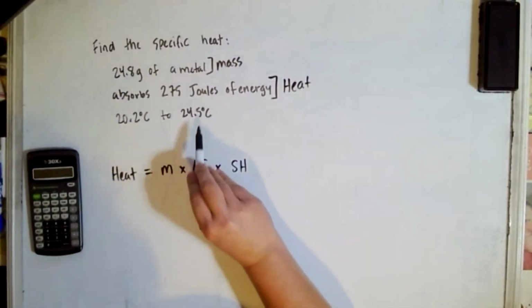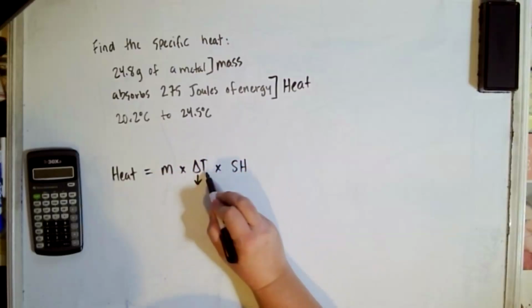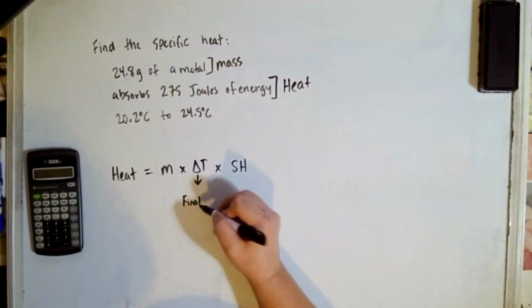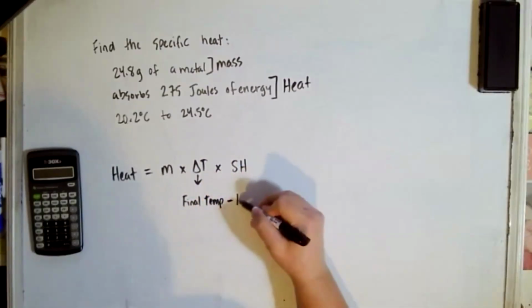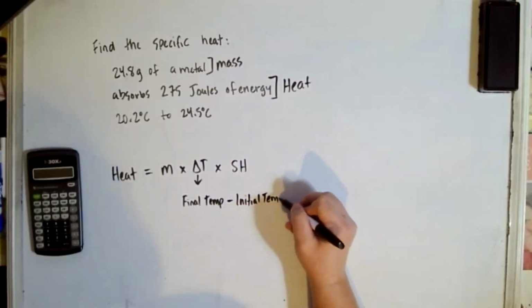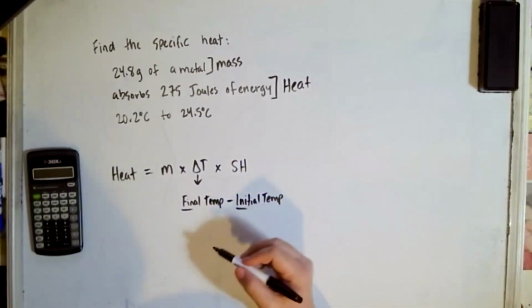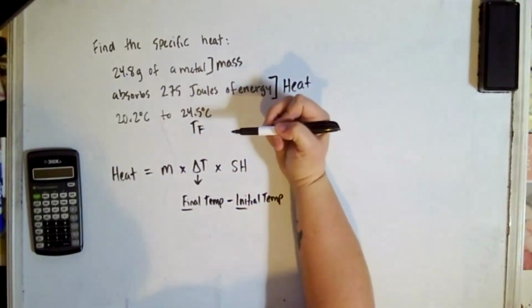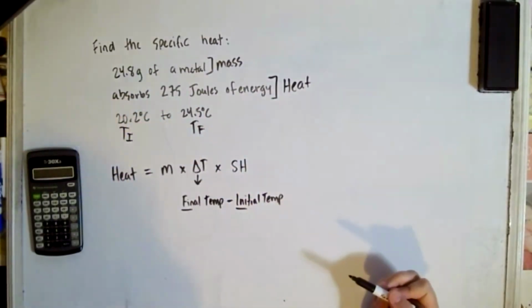And here they've given us the temperature change. This delta T value, whenever you see a delta in front of a symbol, what that means is that you're going to take the final temperature in this case minus the initial temperature. Delta always means final minus initial. So our final temperature in this case was 24.5. Our initial temperature is 20.2.